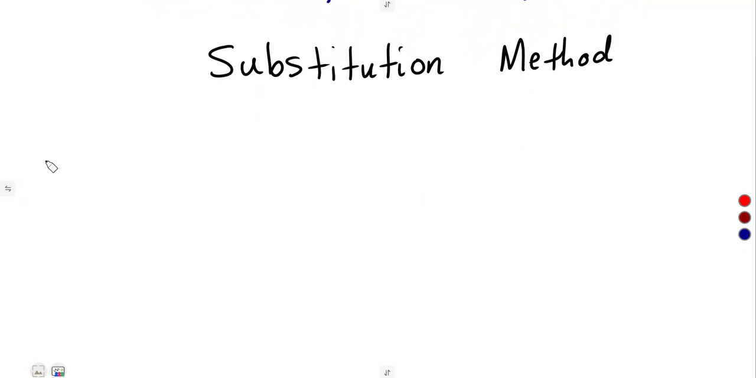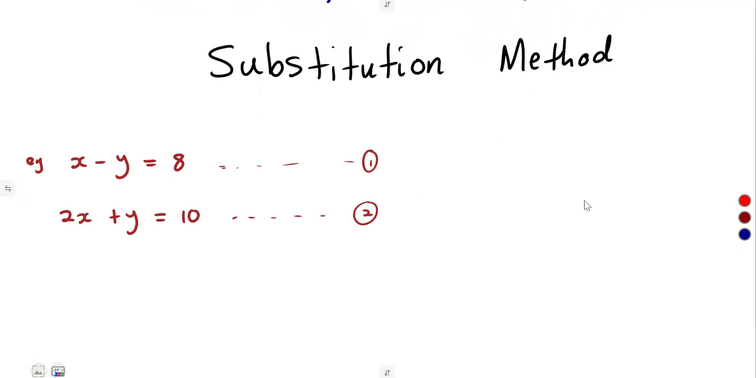All right, let us say we are given, for an example, two equations. x minus y is equal to 8, all right? This being our first equation. And another one, 2x plus y is equal to 10. This being our second equation. Substitution method, guys, is in many ways, all right? Let me try to explain what you can understand.